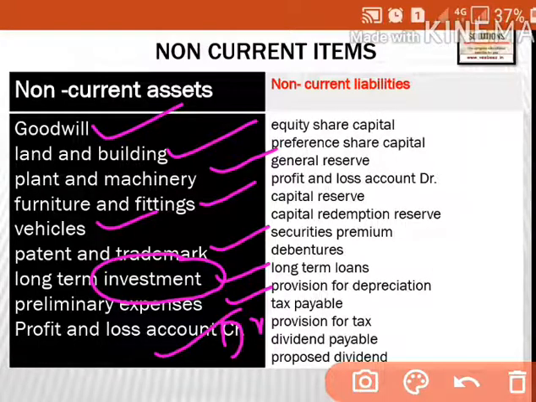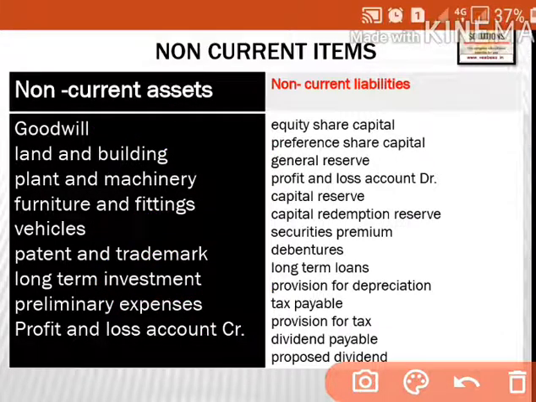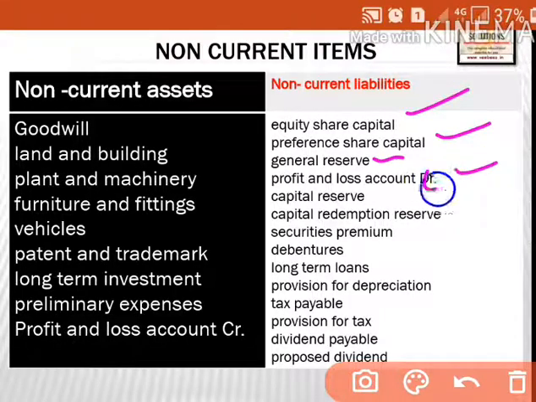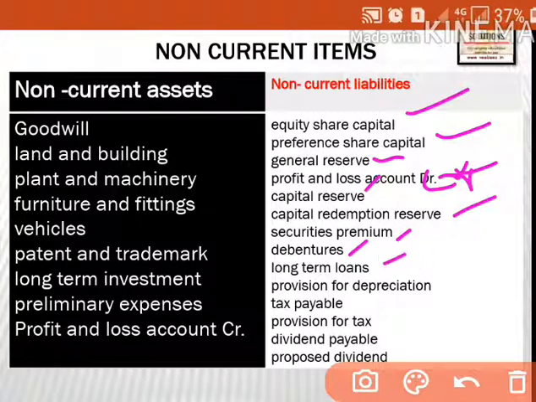Next, non-current liabilities, fixed liabilities: equity share capital, preference share capital, general reserve, then profit or loss account credit balance. Profit or loss account credit balance means balance of profit. Then capital reserve, capital redemption reserve, securities premium, debentures, long-term loans, then provision for depreciation, then tax payable.